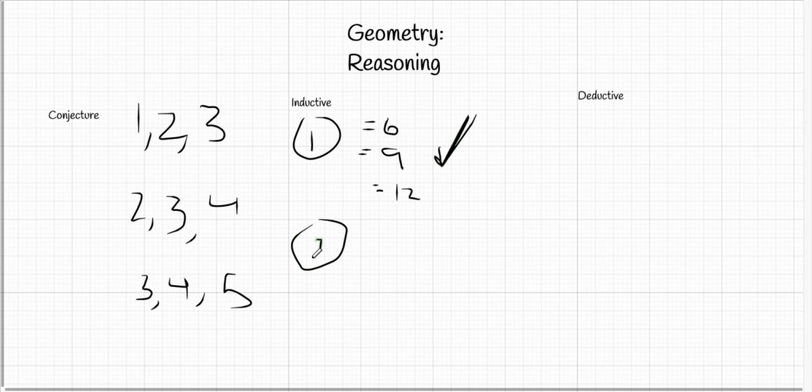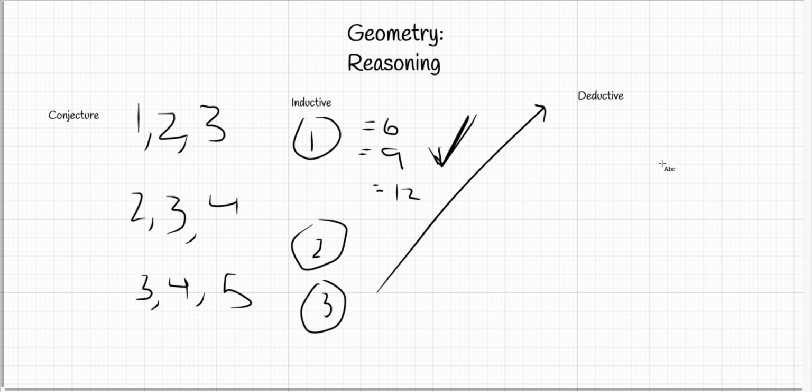The second step is to modify the conjecture if needed. In this case, there is no need because it fits the conjecture. And the third step is to use logical reasoning to verify the conjecture. This brings us to deductive reasoning. Think of deductive as sort of like a detective. You're using logic and clues to solve the case. Well, that's exactly what deductive reasoning is. You're using logic, rules, properties, laws to verify the conjecture.